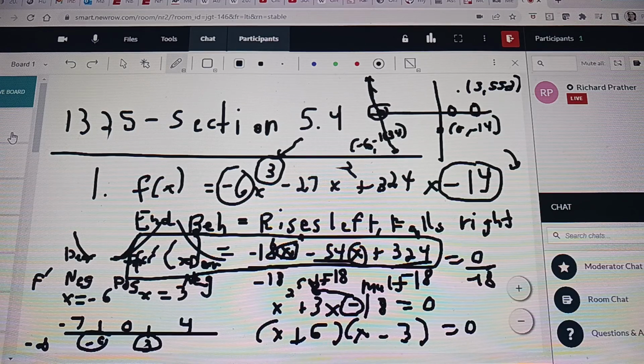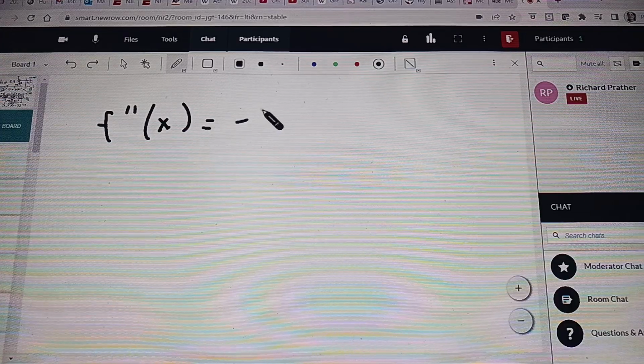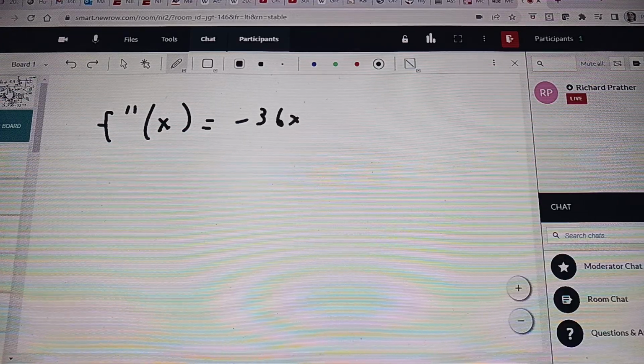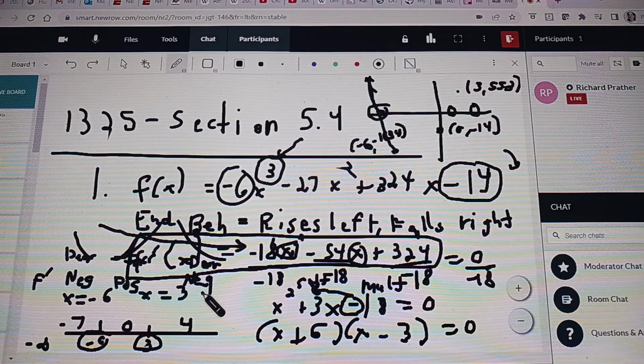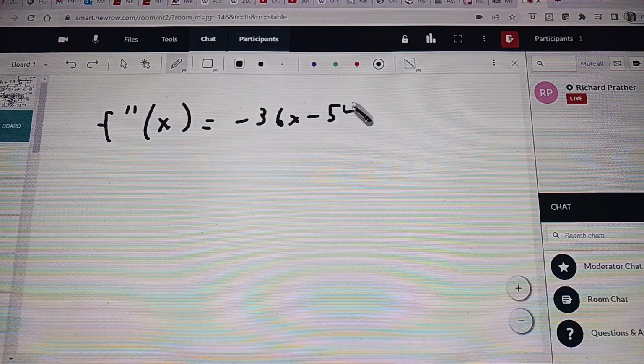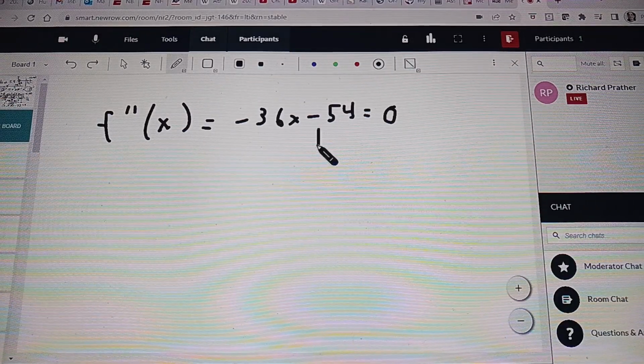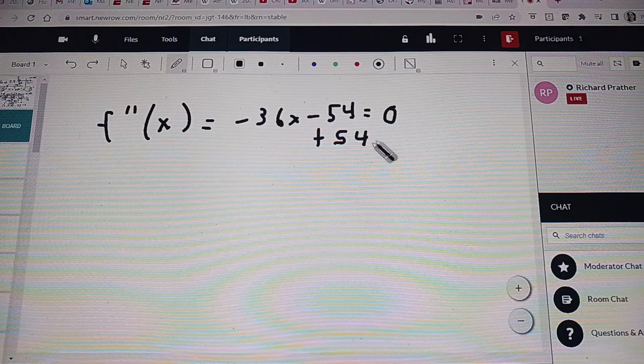So one last thing we can do is we can do the second derivative. What if we take the derivative of this derivative? It'll be negative 36x, and then minus 54, and the rest is 0, so minus 54. This is linear. It could never be undefined, but it can equal 0 once. So I have a chance to have one inflection point.